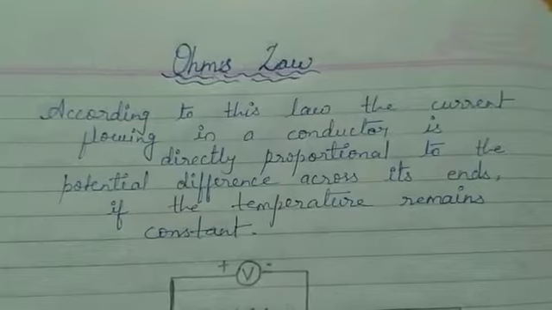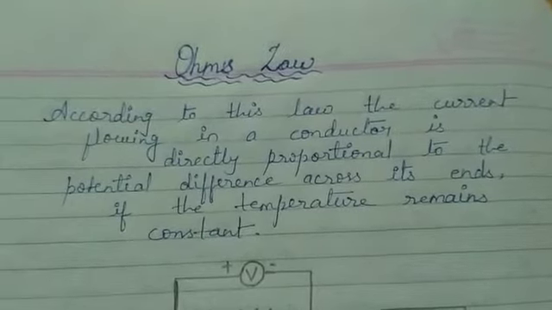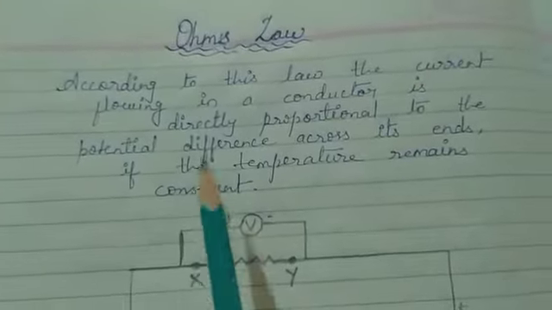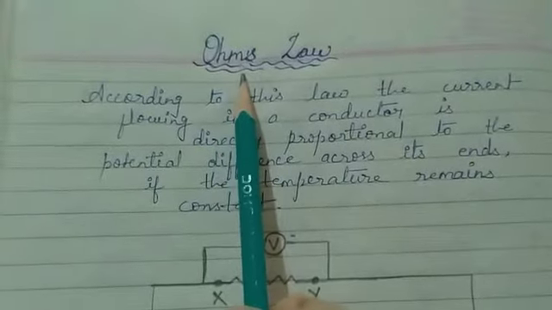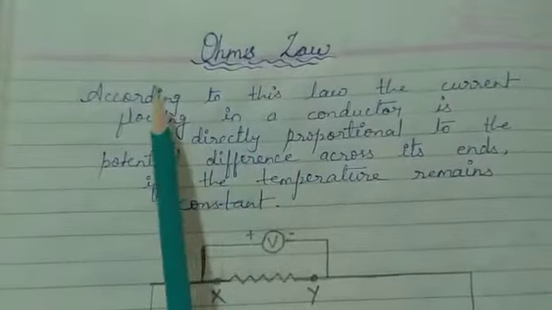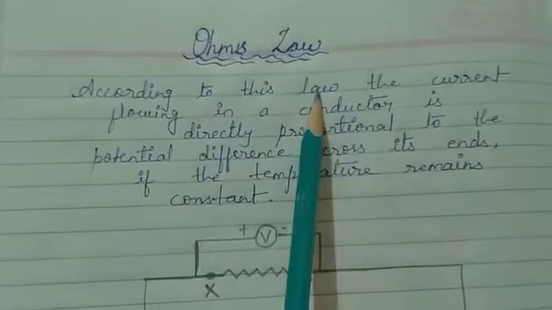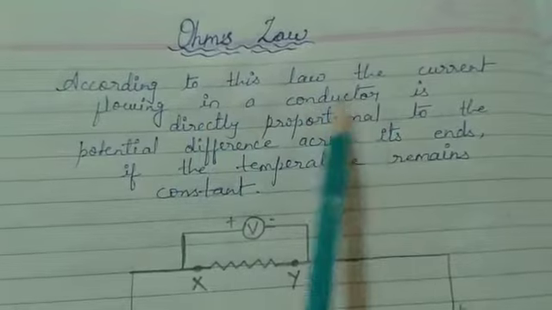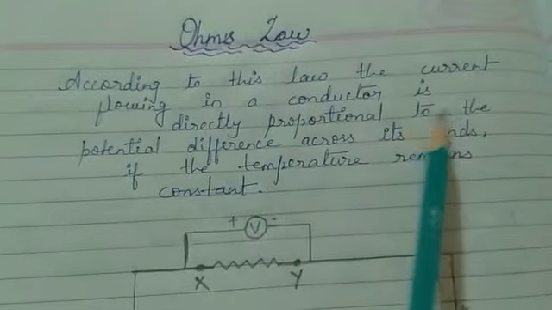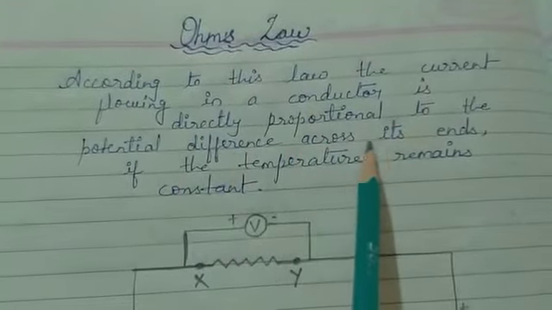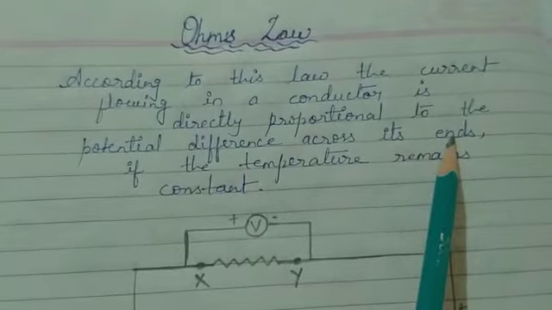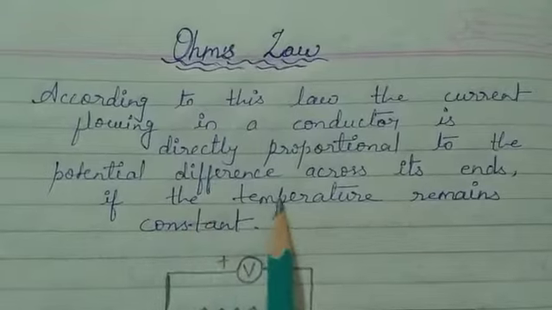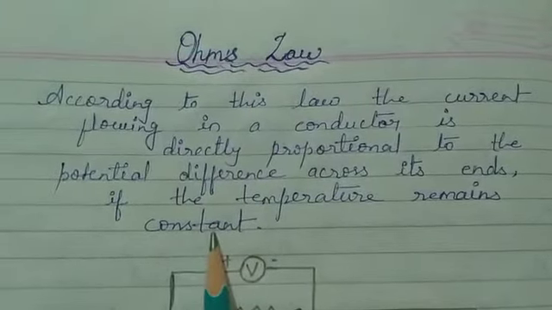And this is the law given by Ohm. Ohm is the name of one scientist. He has given one law. According to this law, the current flowing in a conductor is directly proportional to the potential difference across its ends if the temperature remains constant.